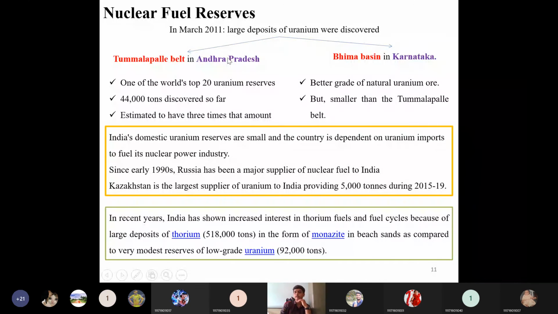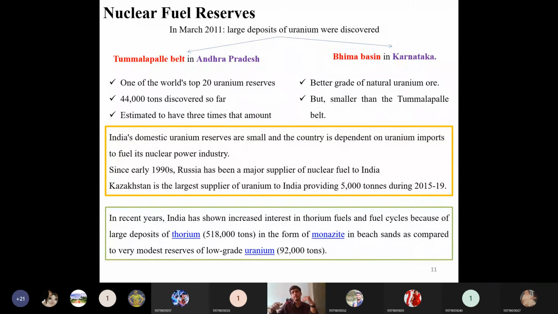So India's domestic uranium reserves are small, and the country is dependent on uranium imports to fuel its nuclear power plants. So we have to import the nuclear material from outside the country. The major supplier to India is Russia. Since the early 1990s, Russia has been the major supplier of nuclear fuel to India, and Kazakhstan is the largest supplier of uranium to India, providing around 5,000 tons during 2015 to 19.